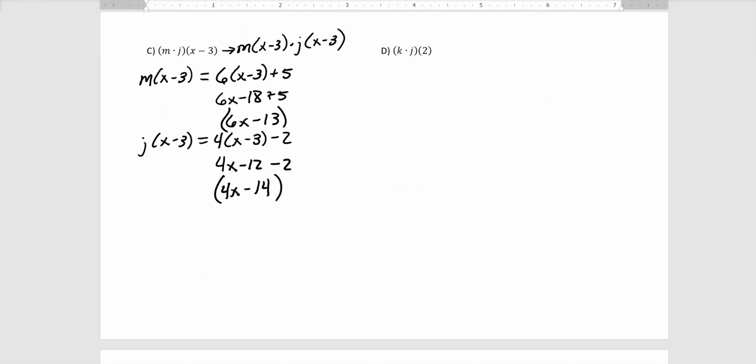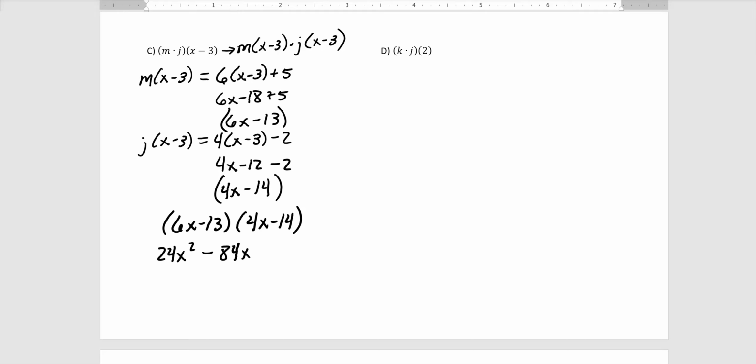Hope you aren't afraid of some big numbers. Let's see how it goes. So we have 6x minus 13 times 4x minus 14. All right, 6x times 4x is 24x squared. 6x times negative 14 is going to give me negative 84x. 6 times 14 is 84.